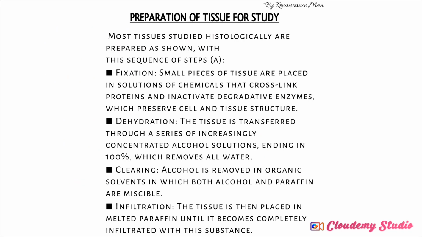Now, fixation. These are the sequence of steps that they follow. The first one is fixation. A small piece of tissue is placed in a solution of chemicals that cross-link protein and inactivate degradative enzymes. The purpose of fixation is to inactivate degradative enzymes so that it won't get spoiled or deformed. Because I want to study a fresh tissue, I must fix it just the way it is, so that every cell, every organelle, every tissue structure inside won't degrade. I'm using fixation for the purpose of preservation.